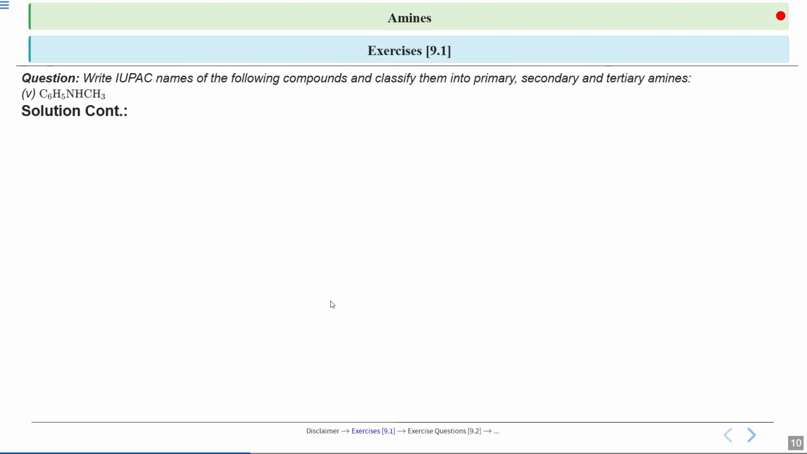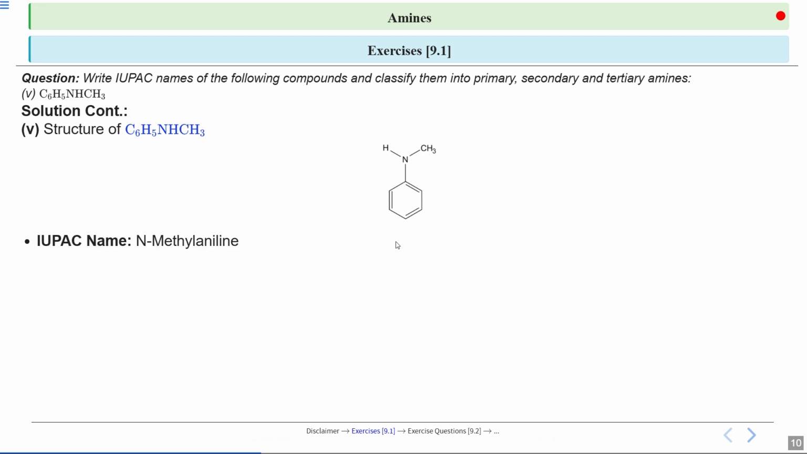Now let us move to the next part of this question. We have C6H5NHCH3. In this case we have an aryl amine. You will see to this nitrogen a methyl group is attached and this ring is also there. So what will be the IUPAC name? It will be N-methylaniline, because this methyl is directly attached to this nitrogen.